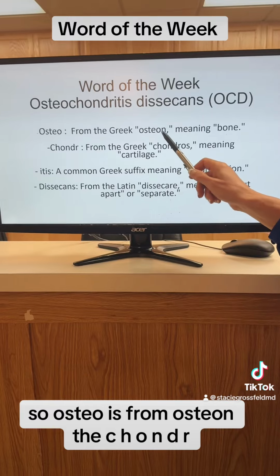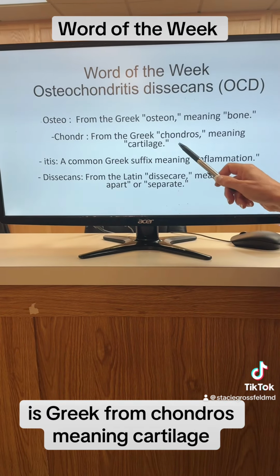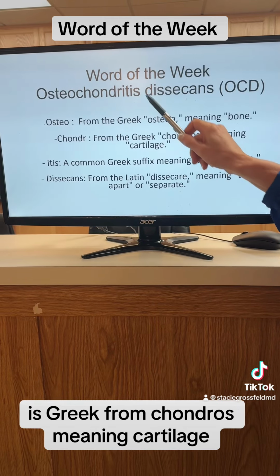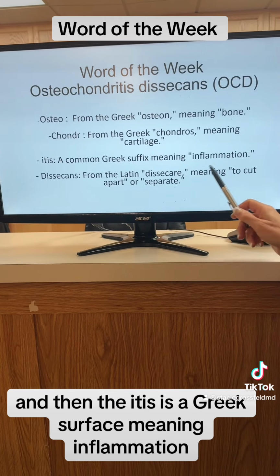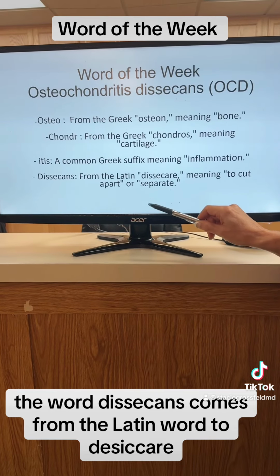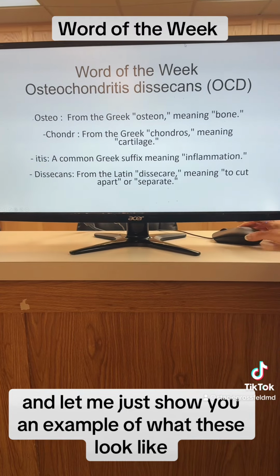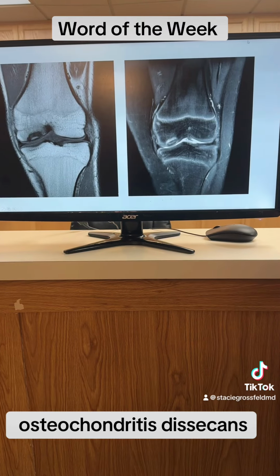So osteo is from osteon. The chondr is Greek from chondros, meaning cartilage. And then the itis is a Greek suffix meaning inflammation. The word dissecans comes from the Latin word dissecare, which means to cut or separate. And let me just show you an example of what these look like.